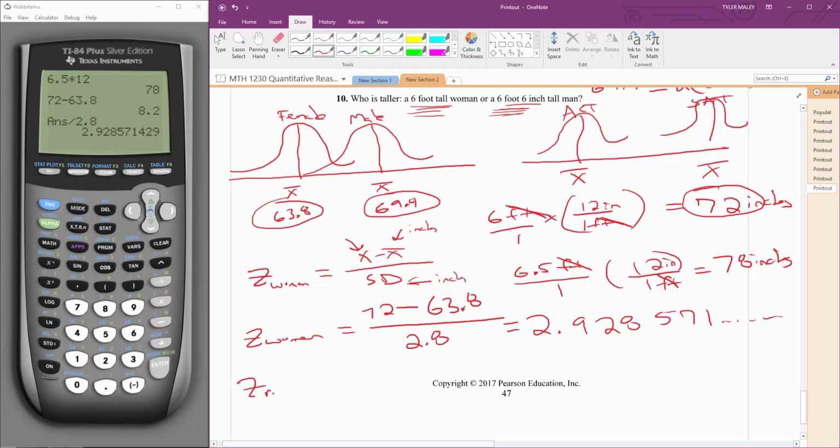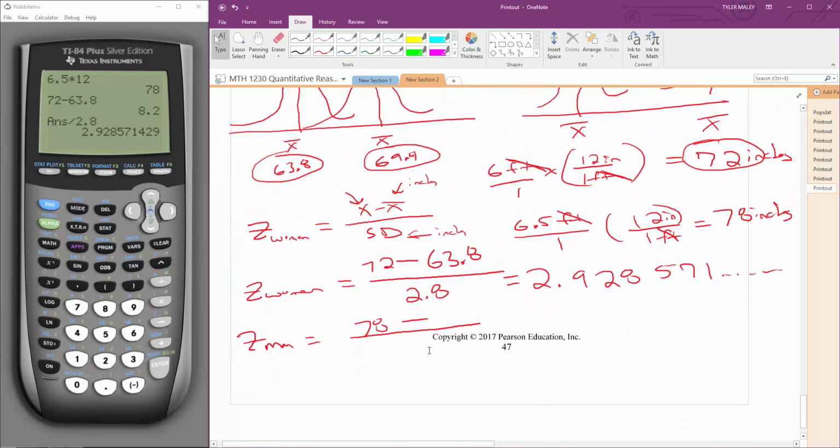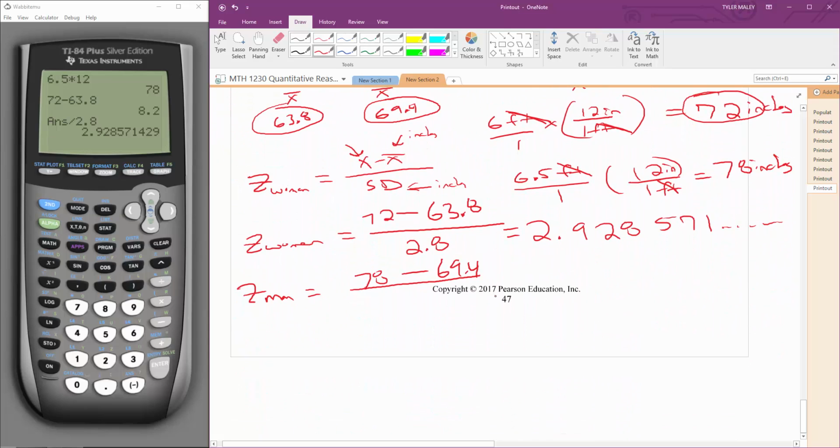So for the z value for the man, he was 78 inches tall, and we need to subtract off the mean, which, looking above, was 69.4 for men, and the standard deviation was 3.2. So now we can get this z-score. So 78 minus 69.4 divided by 3.2, we get 2.6875.